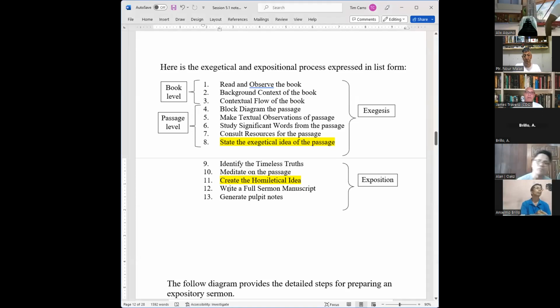And all this is to lead us now to the creating, we call the homiletical idea. Again, remember, the exegetical idea is the author's intended meaning, the what, why, and how. And remember, the what and the why is what is the point of the passage? Why he's making that point, and then the how is just his outline. Okay. The homiletical idea is a little bit different. This is the sermon main point and outline. It's derived from the exegetical idea and the timeless truths, but it is now just the sermon main point. What's the main point of your sermon? And the subpoints, the outline points of that message.